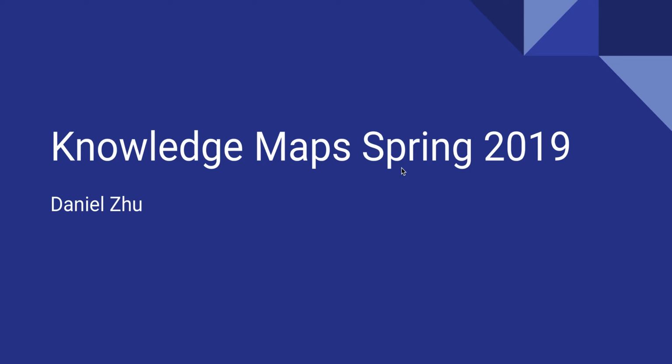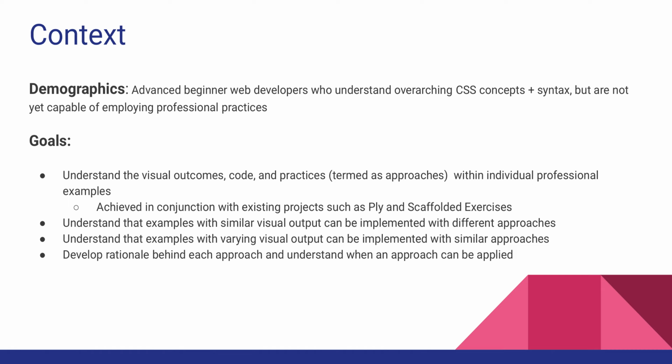So we'll start with what is Knowledge Maps. A little bit of context here. Knowledge Maps caters to the advanced beginner web developer demographic. And we define an advanced beginner web developer as someone who understands overarching CSS concepts and syntax, but is not yet capable of employing the professional practices used by professional software engineers. So you can think about it as someone who's really trying to better their skills to a professional degree.